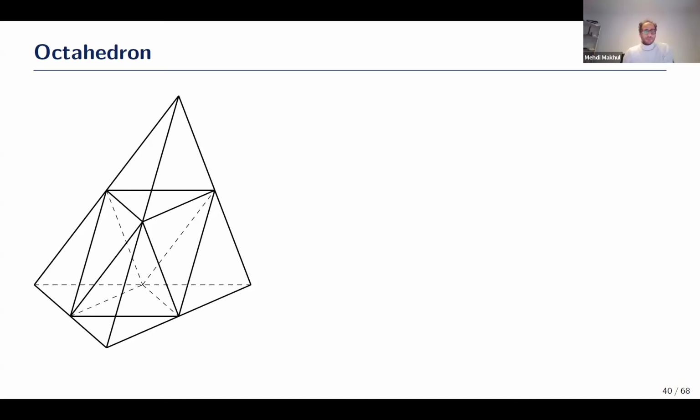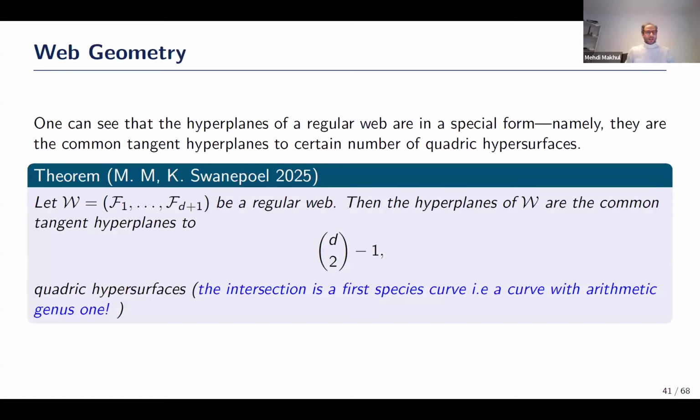And now if you look at this picture, it contains an octahedron which is inscribed inside the tetrahedron. And we will see that the octahedron has a nice property regarding tangency to the quadric surfaces in dimension 3. So now in this setting, again, I rephrase our result about a group structure.